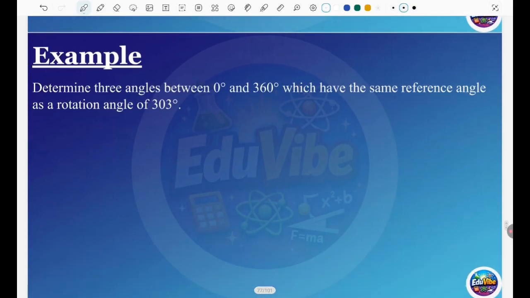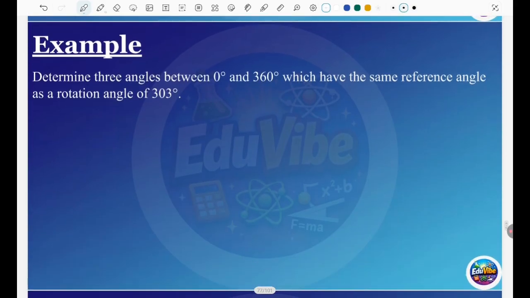For the last example, we have the most common question like this too, which is: determine the three angles between 0 degrees and 360 degrees which have the same reference angle as a rotation of 303 degrees. So basically the first one, 303, is closest to 360 degrees. So first you do 360 degrees minus this. When you do the minus, you will get 57 degrees.